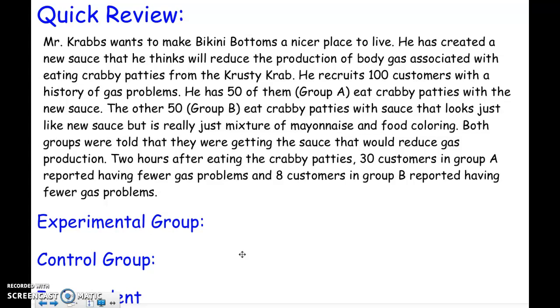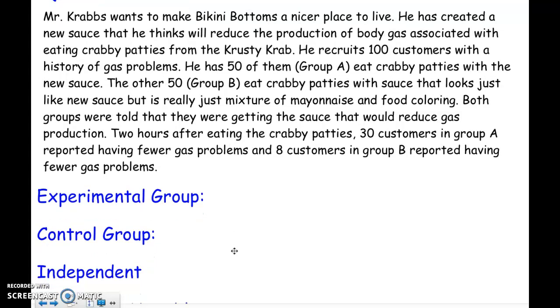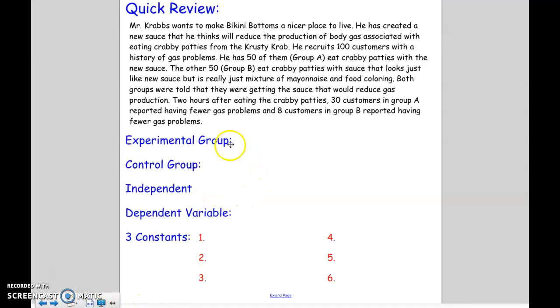So that would essentially be a placebo. It's fake. They don't know it's not real. Both groups were told they were getting the sauce that would reduce the gas production. Two hours after eating Krabby Patties, 30 customers in Group A reported having fewer gas problems, and 8 customers in Group B reported having fewer gas problems. So in this case, the experimental group is A. Group A, the one that's actually getting the sauce, is the experimental group.